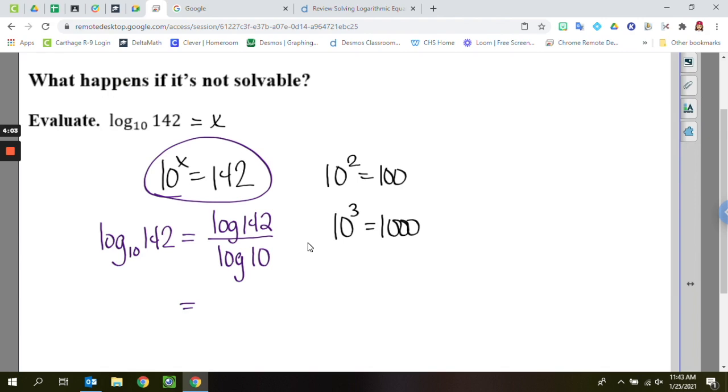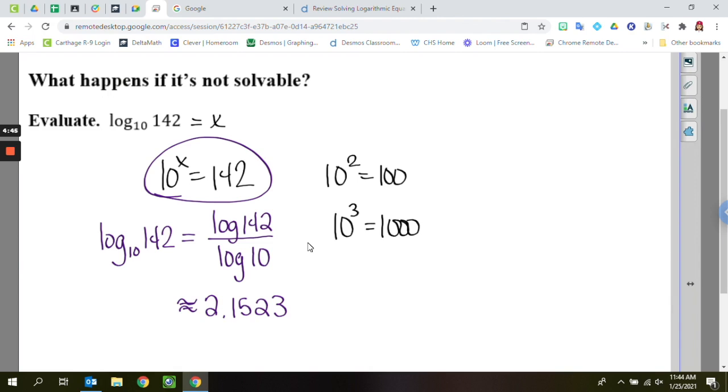I will caution you, when you do these, you have parentheses that go around the number. Make sure you close the parentheses. Log of 142, close that parentheses before you tell it to divide. And when we do these, we typically round it to the nearest 10,000th. So approximately, since it's not an exact number anymore, it's rounded.